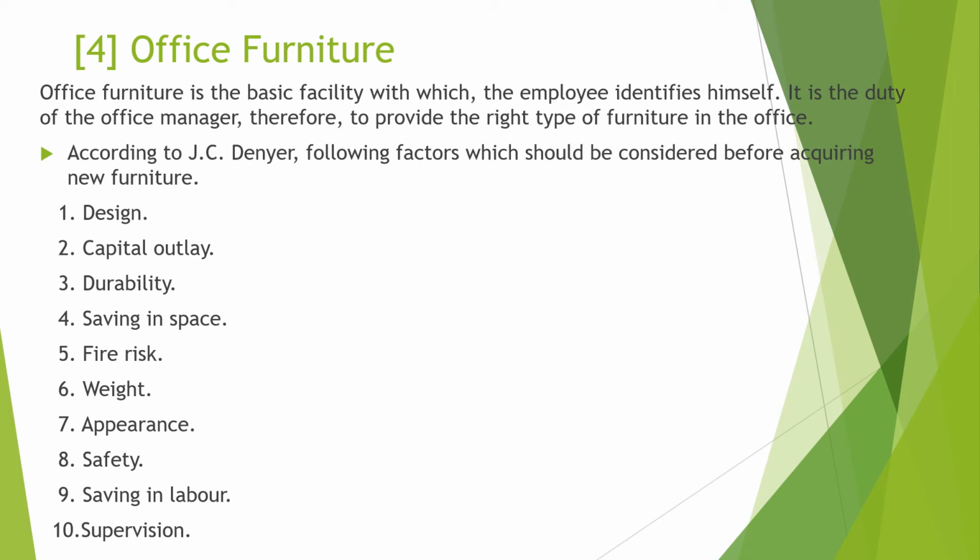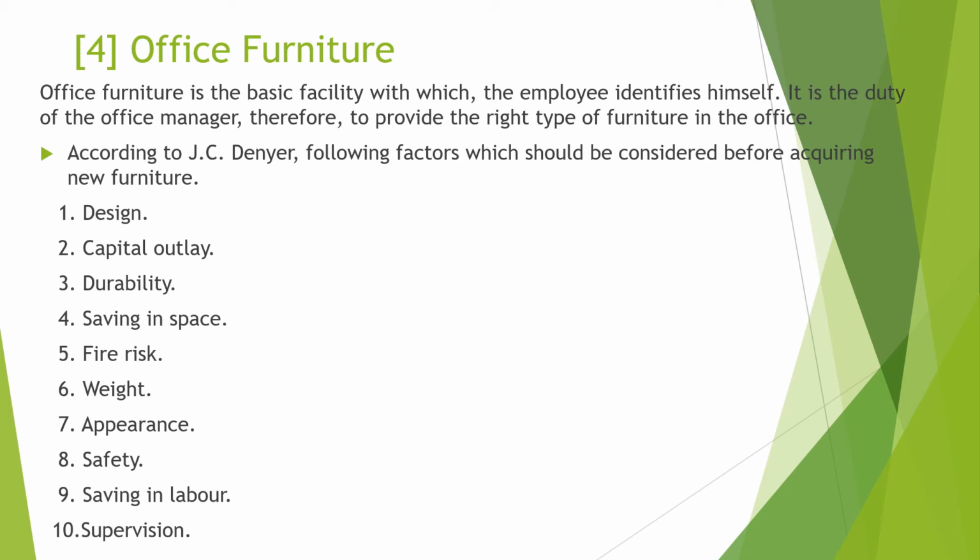Next point is office furniture. Office furniture is the basic facility with which the employee identifies himself. It is the duty of the office manager, therefore, to provide the right type of furniture in the office. According to J.C. Denyer, the following factors should be considered before acquiring new furniture.